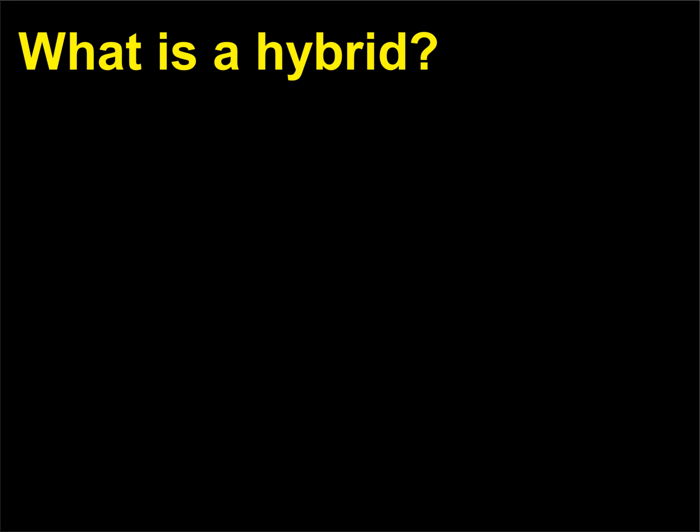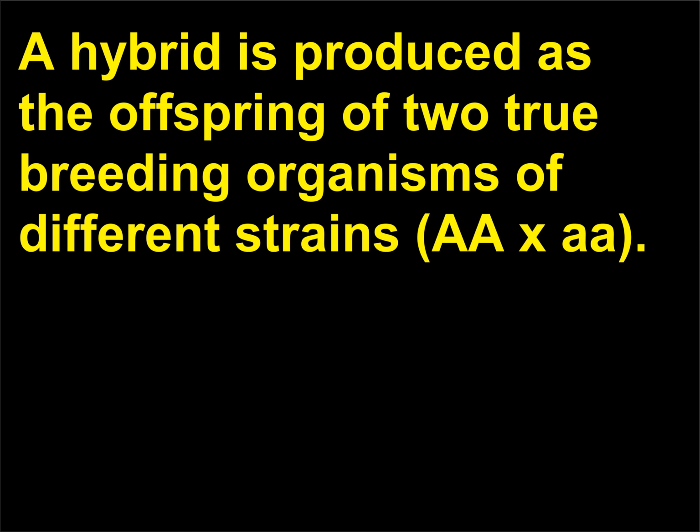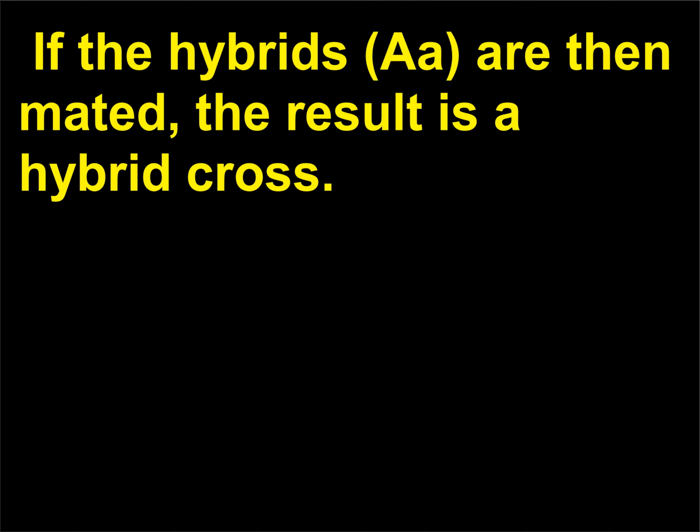What is a hybrid? A hybrid is produced as the offspring of 2 true breeding organisms of different strains, AA x aa. If the hybrids, Aa, are then mated, the result is a hybrid cross.